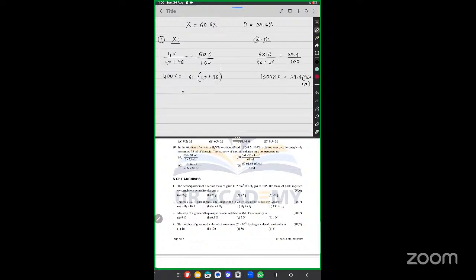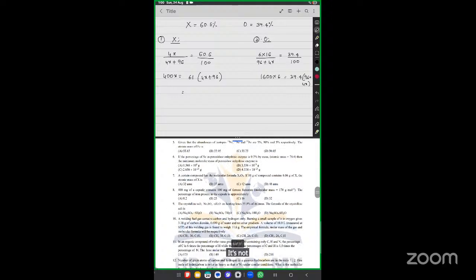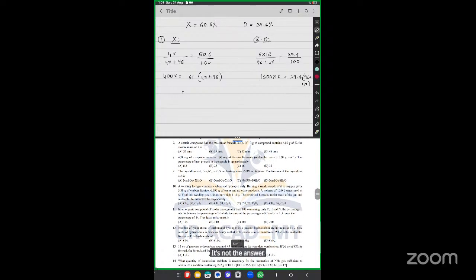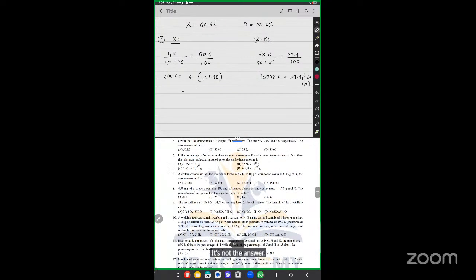X equals 45.76? No, it's not right. It's not the answer. 36.91? Yes, good. 37? Yes, exactly. You're getting it right.